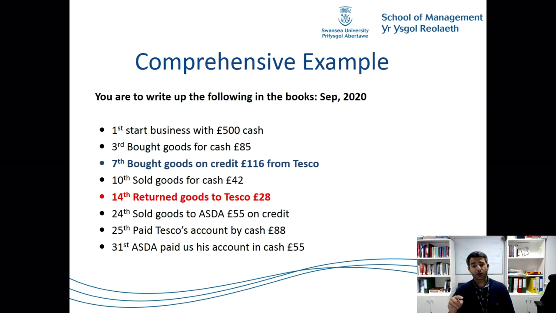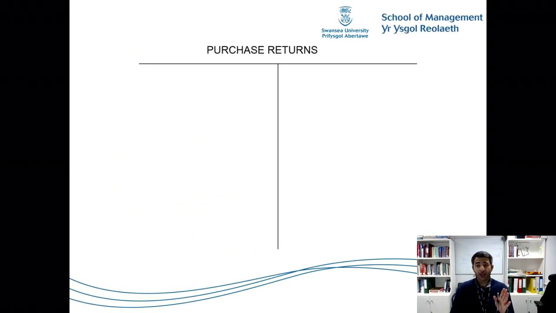On 14th of September, what happened? Return goods to Tesco £28. So from the £116 you bought from Tesco as a business, you returned £28 of them because it was out of date. Right? So what do you think is going to happen in this case? Tell me. If you look here, you need to open a T account. You call it purchase return.